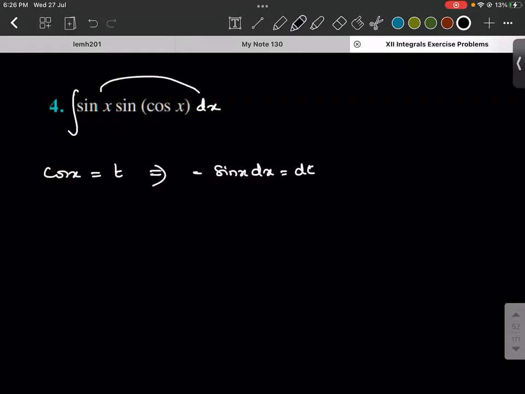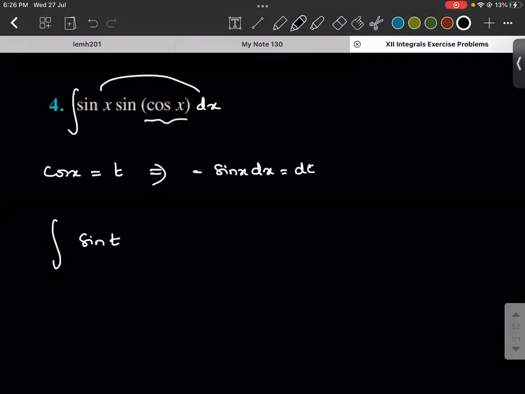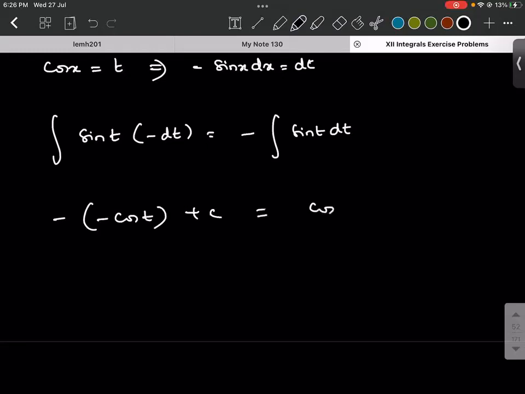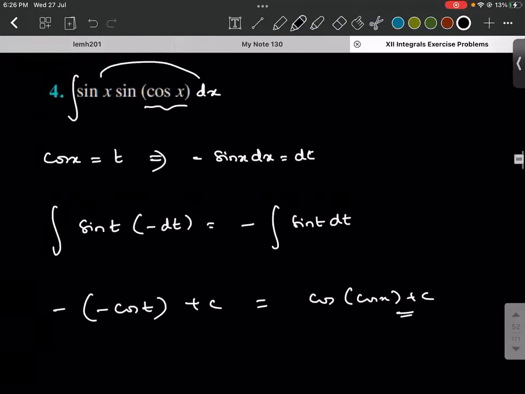So sin x dx will be minus dt. The integral of sin of cos x, I can write as sin t, and sin x dx I will write as minus dt. So minus the integral of sin t dt. What is going to be the answer? Minus of minus cos t plus c, that will be cos t, which is cos of cos x plus c. Is it clear?